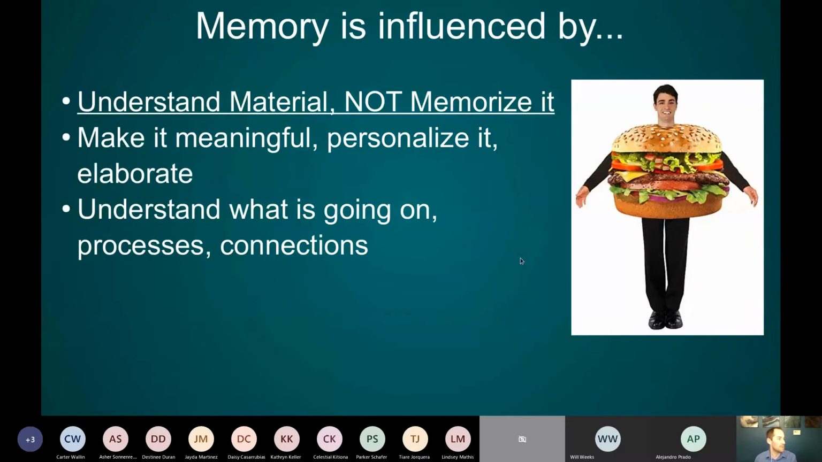So memory is influenced also heavily by understanding it, not just memorizing it as a list or memorizing words and definitions, but by making it meaningful, by understanding it enough that you can personalize it, that it can be relevant to you specifically. For example, with the content in the book. So if you really understand what's going on, the processes, the connections, then you'll remember the thing better.